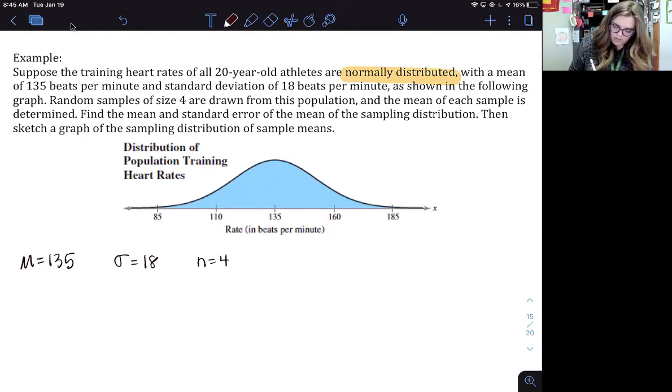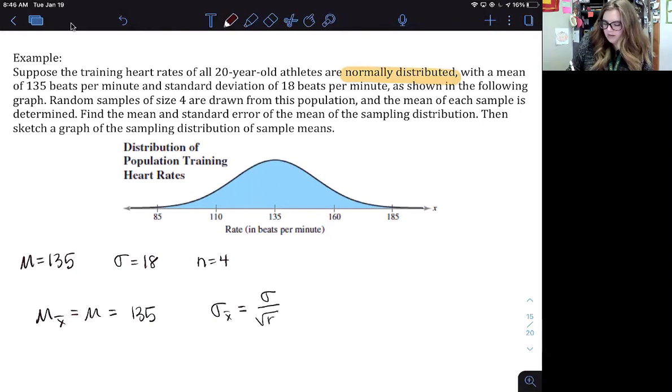So our mean of our sampling distribution, remember that equals the mean of our population, so 135. And then our standard error of the mean, so our sigma of X bar, remember that equals the population standard deviation divided by the square root of n, which is going to be 18 divided by the square root of 4, which we know to be 2, and 18 divided by 2 is 9.